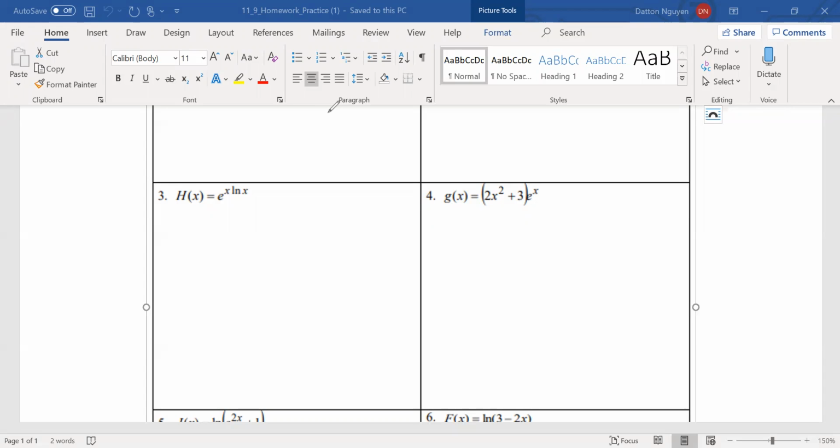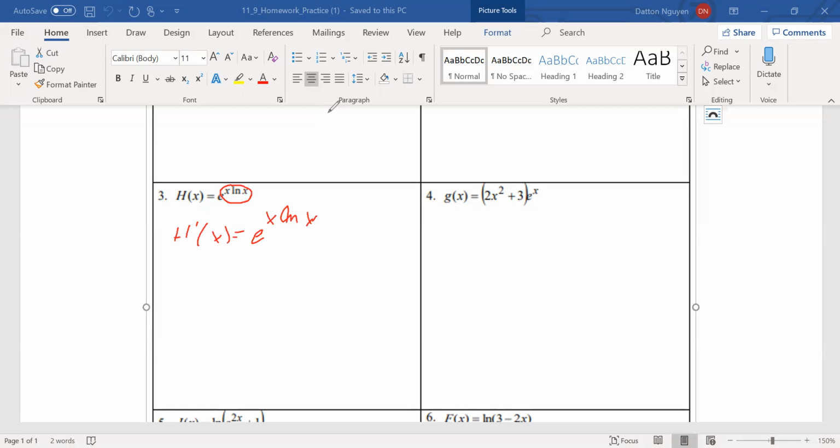So we all understand that the e is a number, it's a base. Okay, so the actual function h of x is actually this guy right here, x to the natural log of x. So if I take the derivative, h prime, I have e to the x natural log of x, that stays the same.